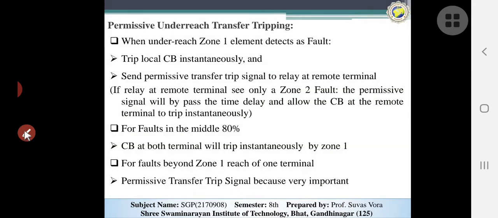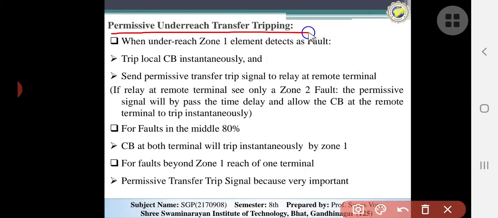Now the other one is the permissive underreach transfer trip, where the incoming signal is utilized to trip the circuit breaker at the receiving end after the local distance relay has operated, and is also known as the permissive underreach transfer tripping scheme.